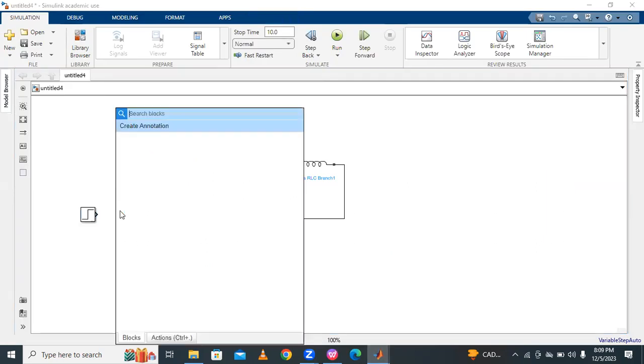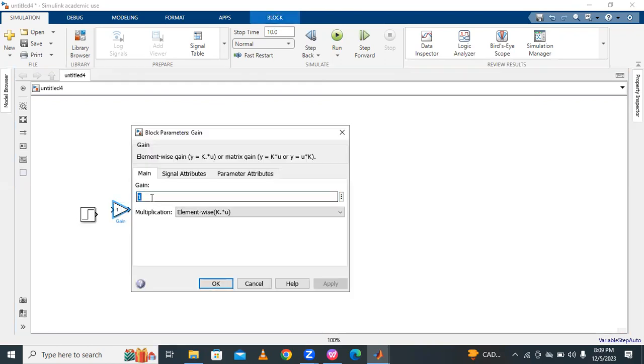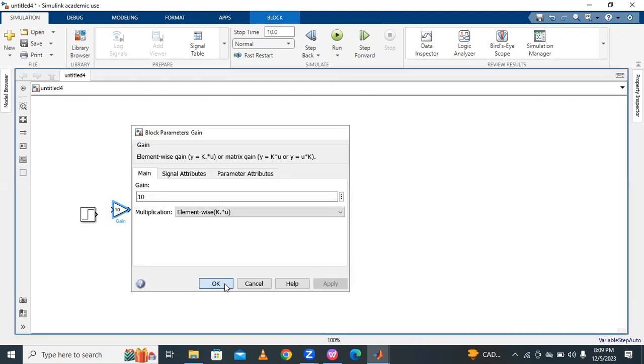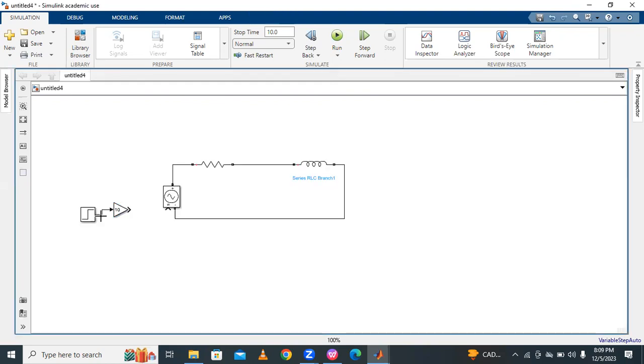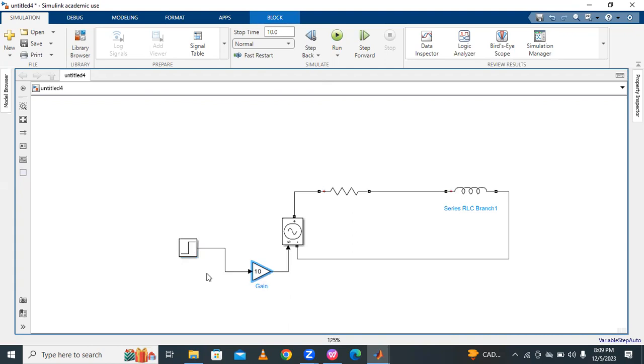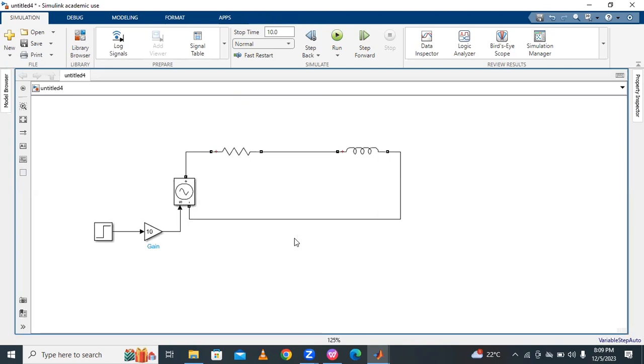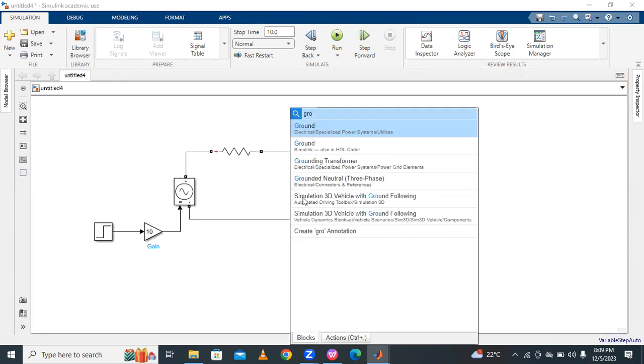So for this, gain is required to multiply. Gain, open right here, 10 volts multiplication, 10 volts, and then place here, connect this second terminal to the control voltage source. In this way we have to connect the control voltage source. Understood? Step input. And the next, what is required is called ground. Take one ground and connect here.